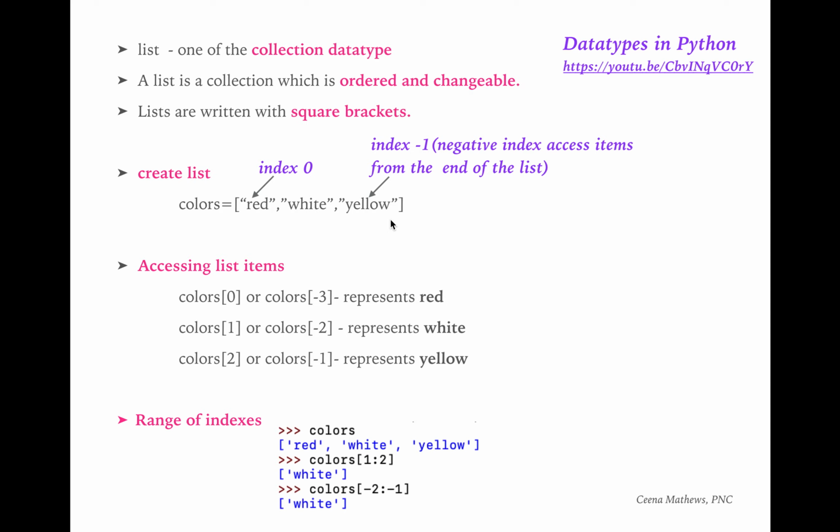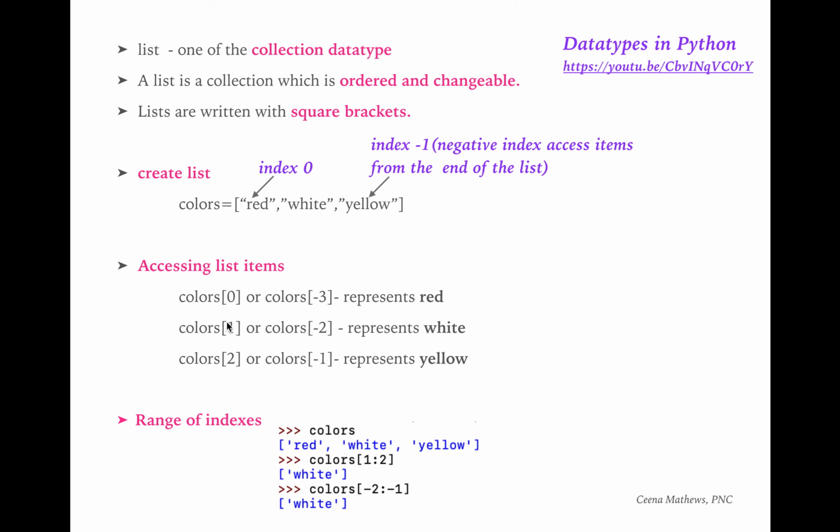If you access the items from the reverse side, then the index of the last item is -1. That is what is given here. Negative index accesses items from the end of the list. All these details have been included in this data types in Python video.